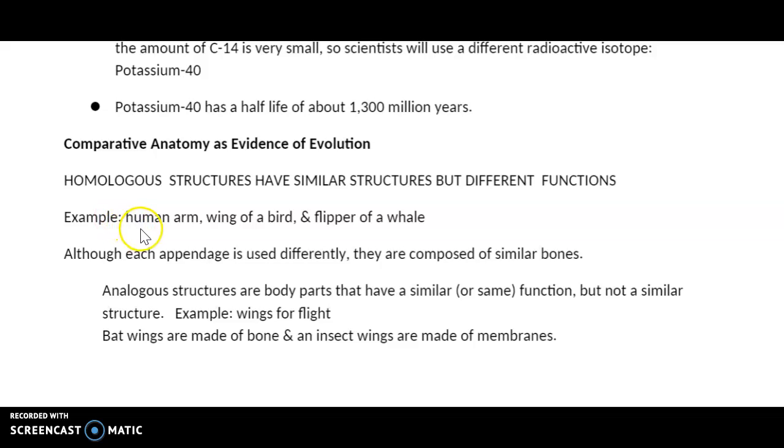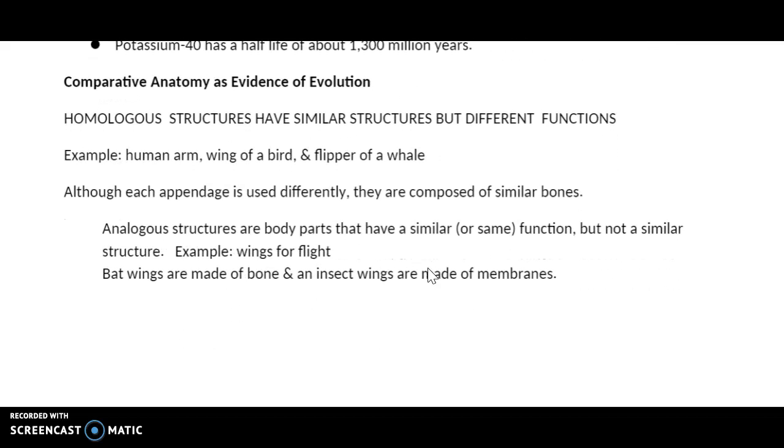For example, if we look at the bones of a human arm, with the wings of a bird, with the flipper of a whale, they all have similar structures. We have carpals, metacarpals, and phalanges, well, they have similar bones in the wings of a bird and in the flipper of a whale, so the structure is similar, but they're used for different things. Birds, of course, use their wings for flying, and whales use their flippers for swimming, so they have different functions, but they look similar. That's called homologous structures. Although the appendages are used differently, they're composed of similar bones.